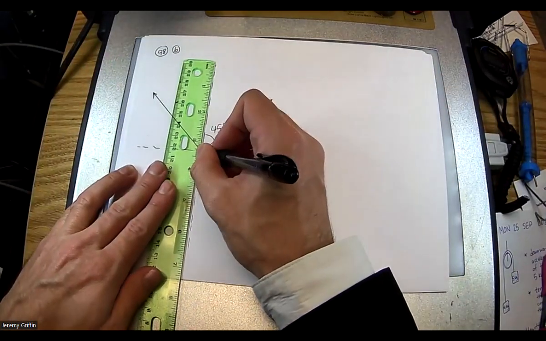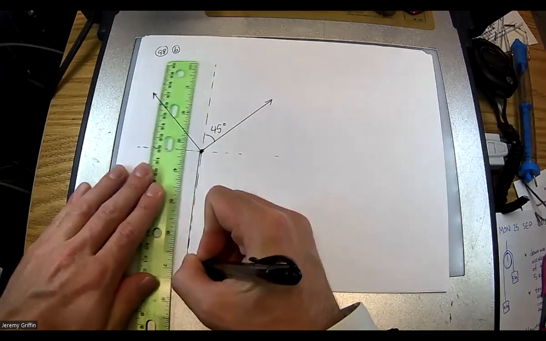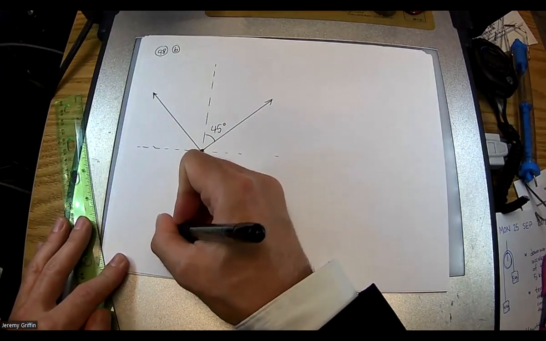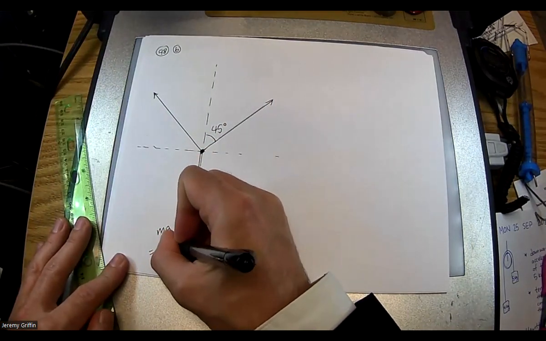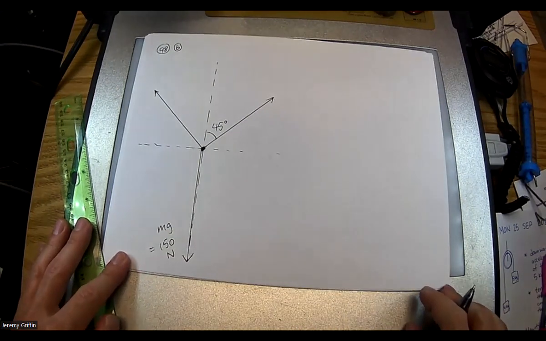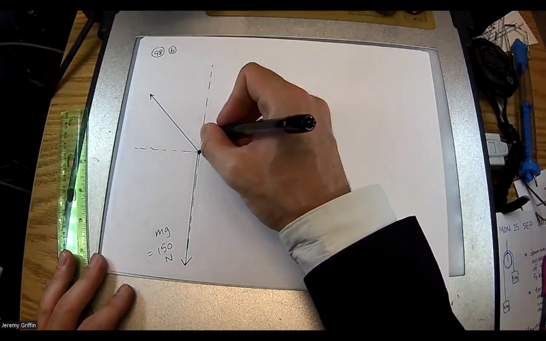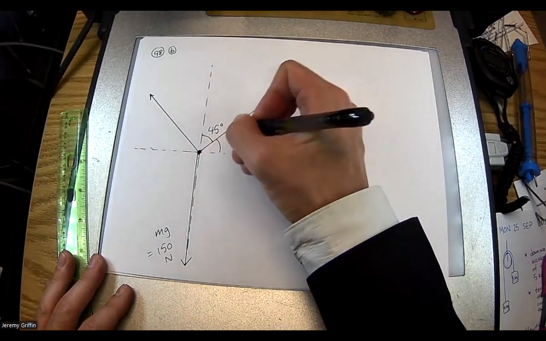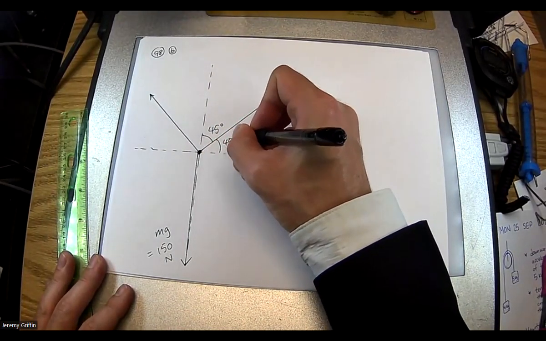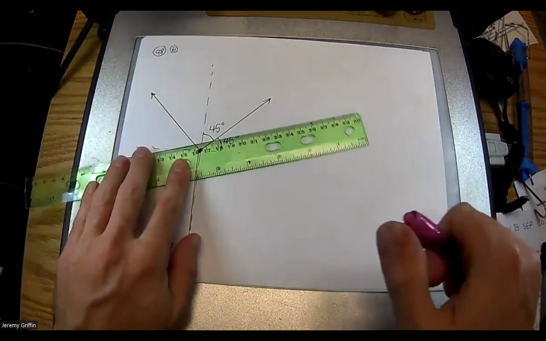And I've also got this 150 Newton weight still pulling down. mg is still 150 newtons, like that. Okay. Here, if that's 45 degrees, what's this angle right here? 45 degrees. Okay. Let's go ahead and split this into components.